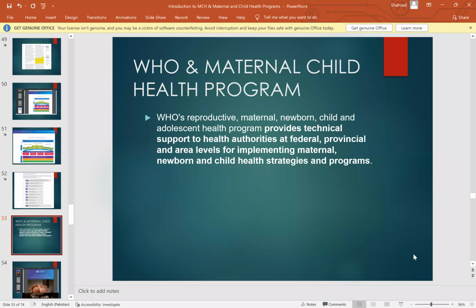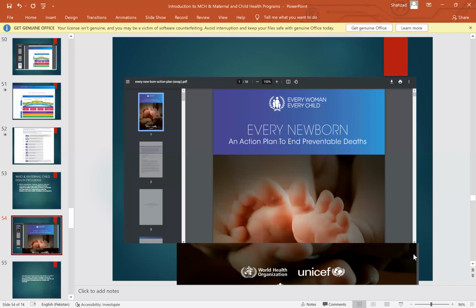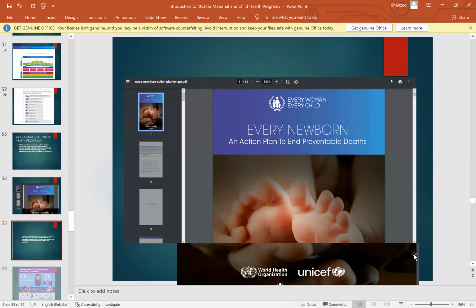WHO and the Maternal Child Health Program. WHO's Reproductive, Maternal, Newborn, Child and Adolescent Health Program provides technical support to health authorities at federal, provincial, and area levels for implementing maternal, newborn, and child health strategies and programs. Every Woman, Every Child, Every Newborn: an action plan to end preventable deaths. It is by UNICEF and WHO.